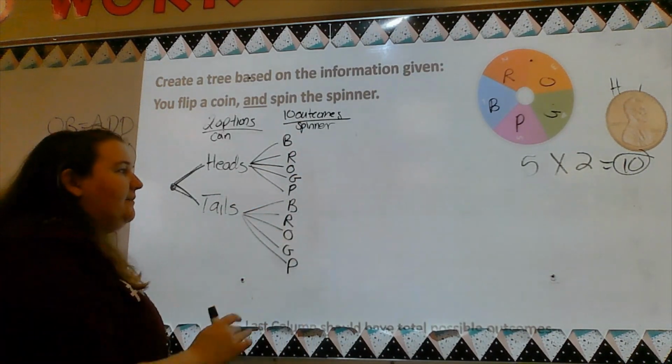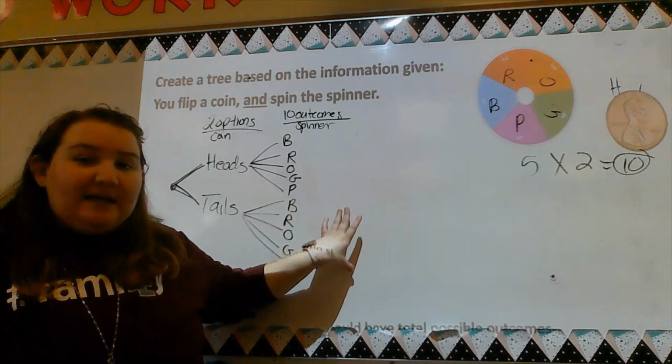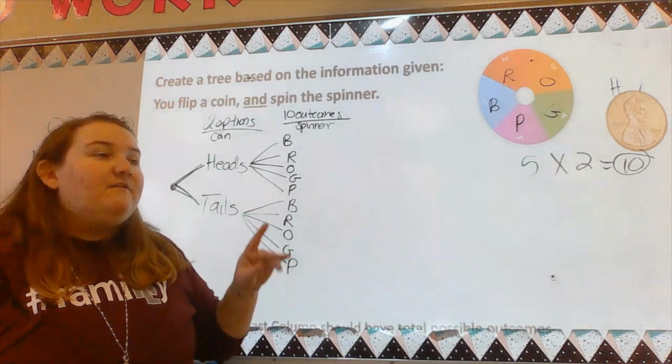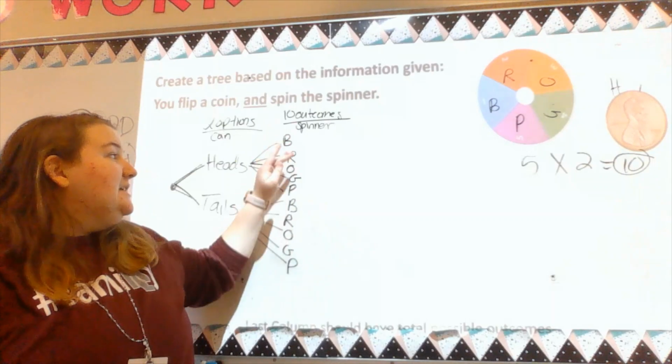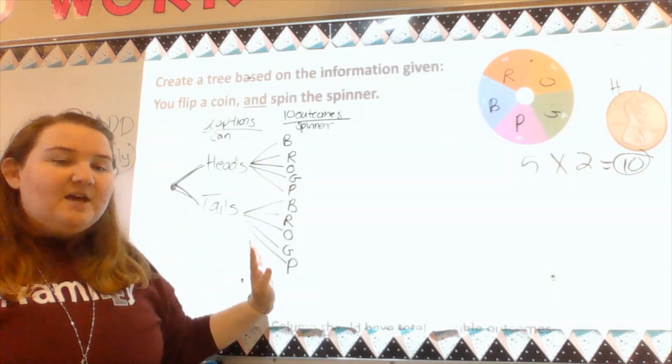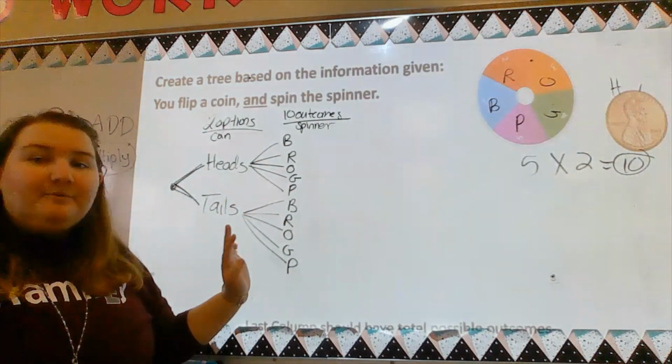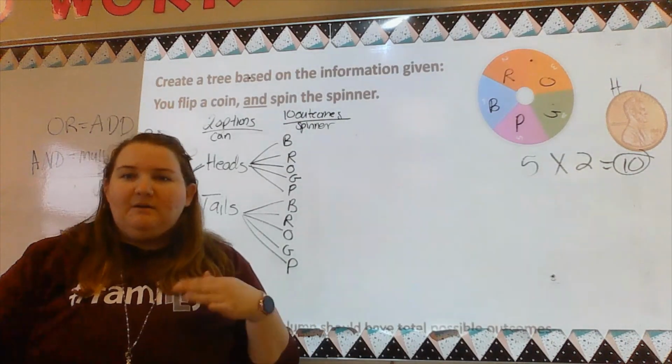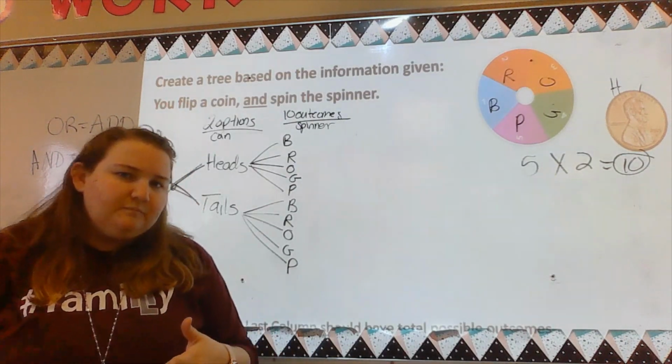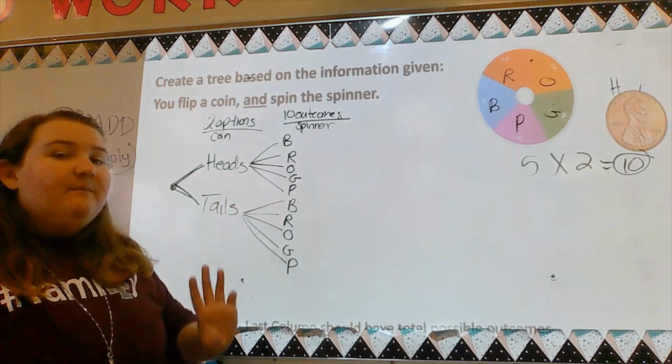Now, notice that these just repeated. Okay, that's because if I flip the coin, I get heads. This is my spinner options. But if I flip the coin, I get tails. These are still my spinner options. My spinner didn't change between me flipping the coin back and forth. Okay, so but you have to list them for each item.